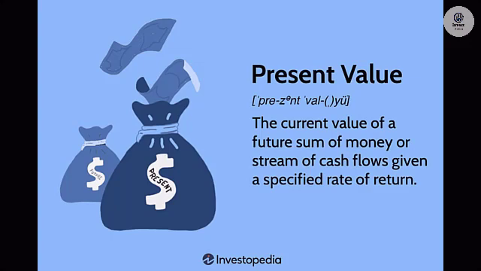Step 4. Calculate the present value of future earnings. With the estimated future earnings and discount rate in hand, you can calculate the present value of those earnings. This involves discounting each year's earnings by the discount rate to determine their present value, and then summing up the present values to arrive at the total present value of future earnings.